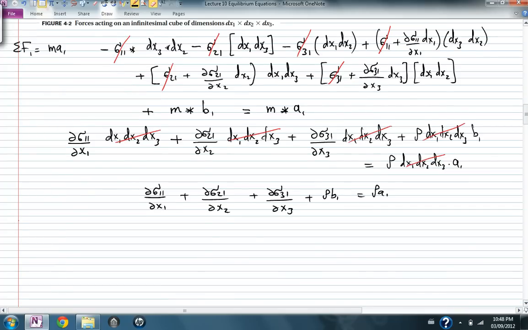Similarly, if you follow the same procedure to write the equation, the sum of forces equal to the mass multiplied by the acceleration in the second direction, you will get the following equation.